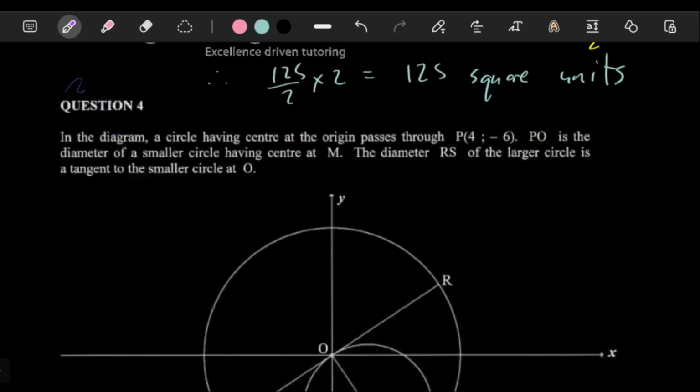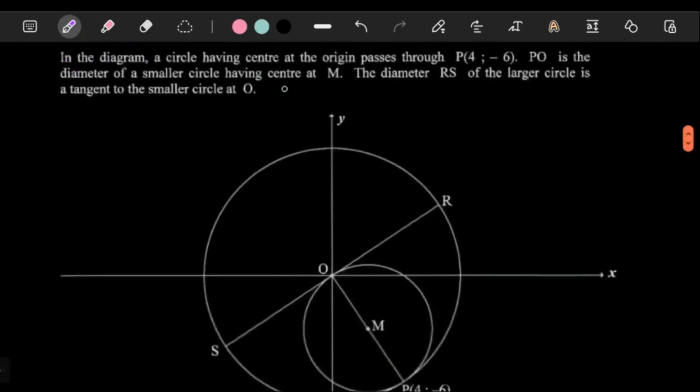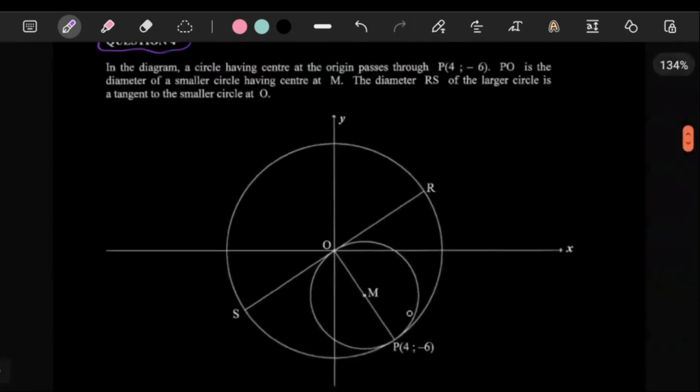Now, question 4. It says here in the diagram, a circle having center at the origin passes through P. Where are you, P? You're here. Okay, origin, and then there's P. And then it says PO is the diameter of the smaller circle, and it's clearly the radius of the big one.